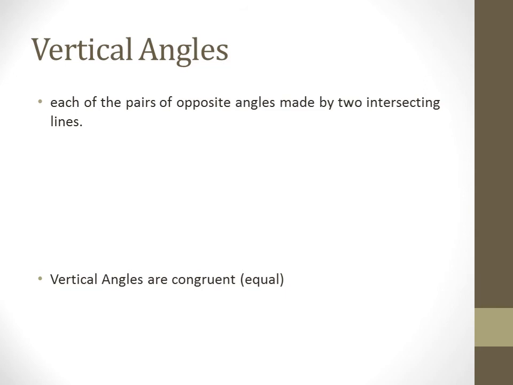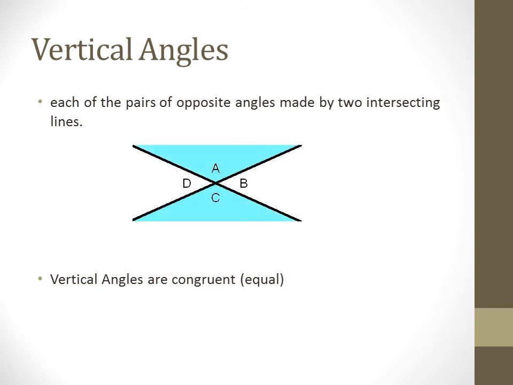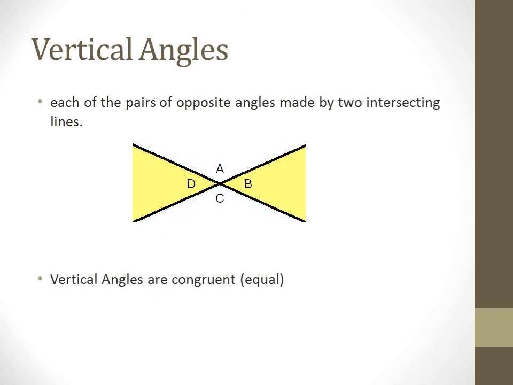Vertical angles are made by two intersecting lines. They're the opposite angles. Vertical angles are always congruent to each other, meaning that they're equal in measure. So if we have these two intersecting lines, take a second to think about which two are your vertical angles. A and C are vertical angles, and D and B are vertical angles.